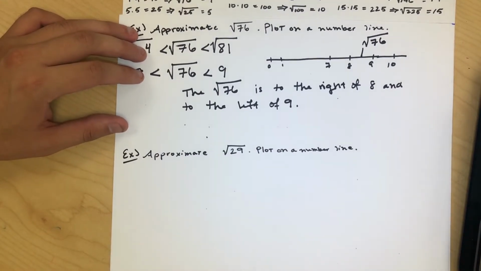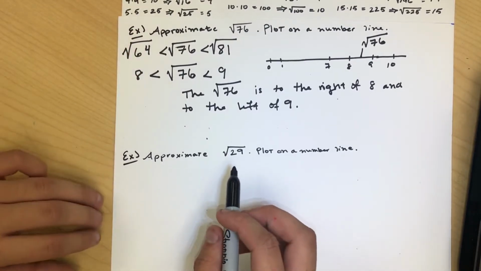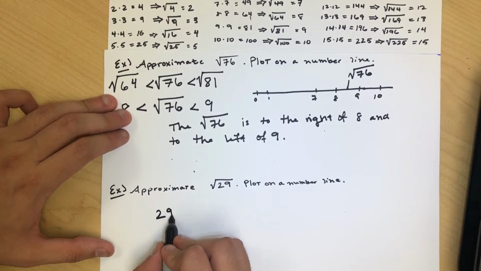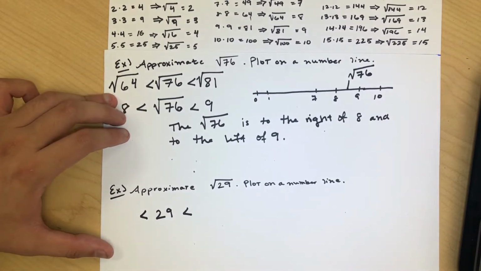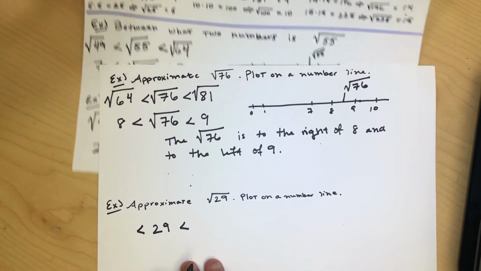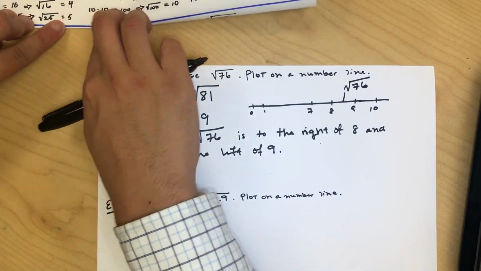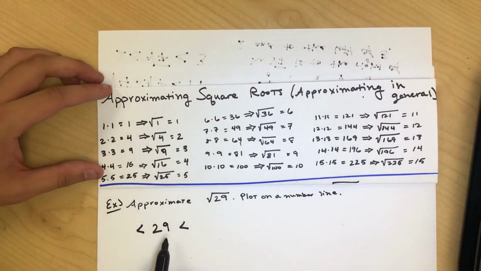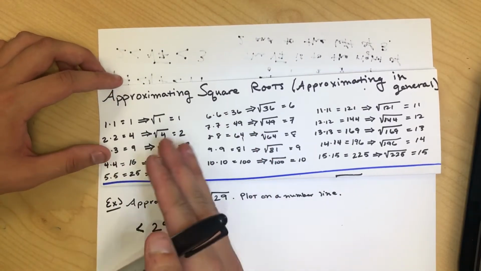So here we have the square root of 29. First things first, I'll take down the 29. I'll write it down right here. I'll do my less than sign and my greater than sign, just like that. And then I'll look at my little list. So maybe we have this, and we'll look at 29. Maybe we're still on this side somewhere.